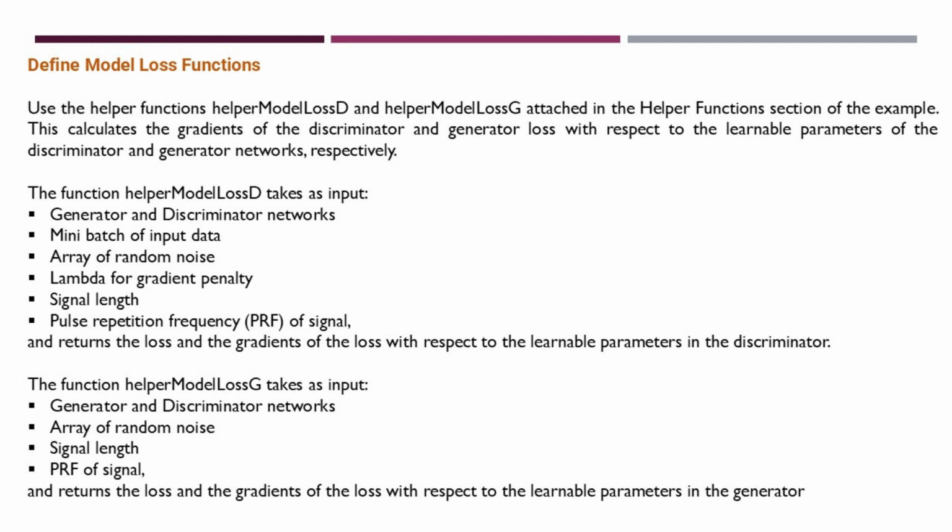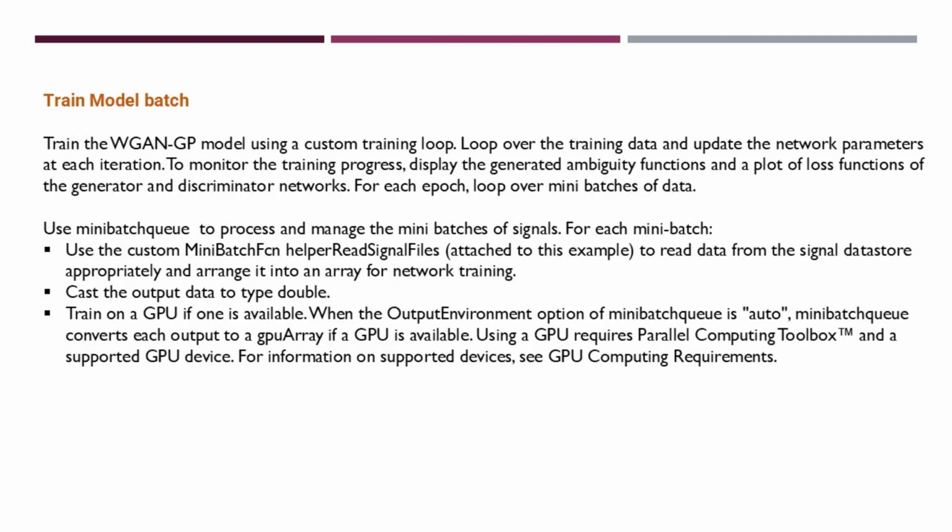The function helper model loss G takes as input generator and discriminator networks, array of random noise, signal length, PRF of signal, and returns the loss and the gradients of the loss with respect to the learnable parameters in the generator. Train model batch. Train the WGAN-GP model using a custom training loop.